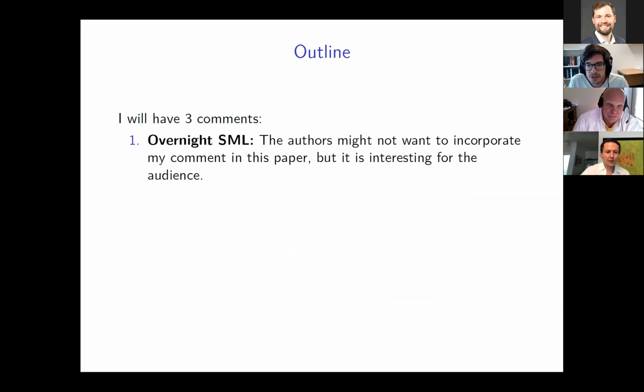The first one has to do with the overnight SML, the security market line. It's not something that's part of the paper. It's something that the authors may not want to incorporate into this paper, and I understand, but I find it interesting for the general audience.